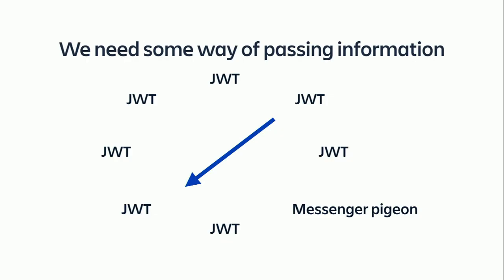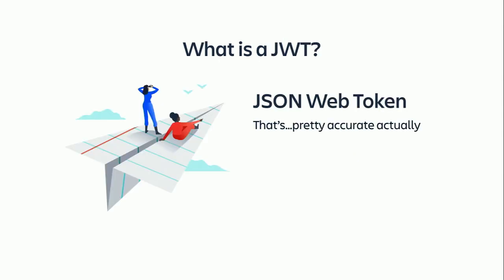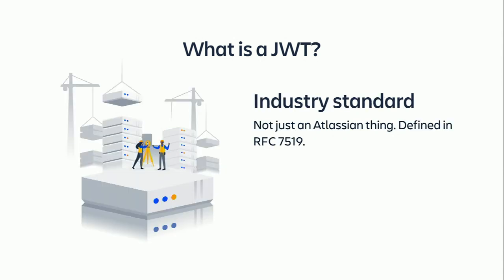So with any kind of communication, we need to pick some method of passing information. Let's randomly pick JWT. All right, it's been like 14 slides. People haven't said what JWT is. It stands for JSON Web Token, which is fairly descriptive, actually. It's an industry standard, so it's not something made by Atlassian.